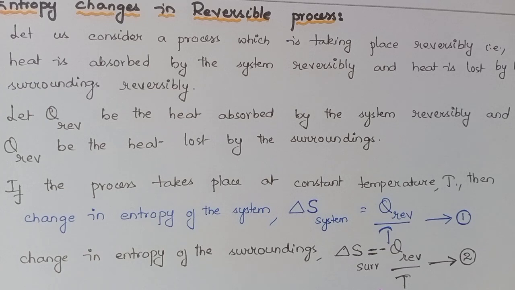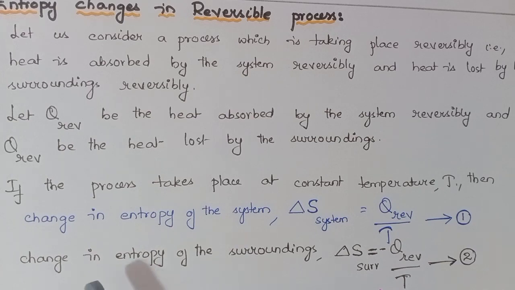Third point. If the process takes place at constant temperature, capital T, that means there is no change in temperature. Under those conditions, the change in entropy of the system, we denote it as delta S. But now we are taking the change in entropy of the system. So, how to write delta S system? It is equal to Q reversible by T. Mark this as equation number 1.